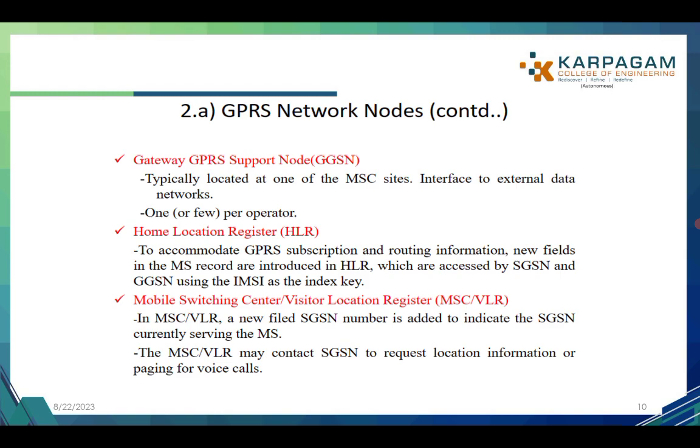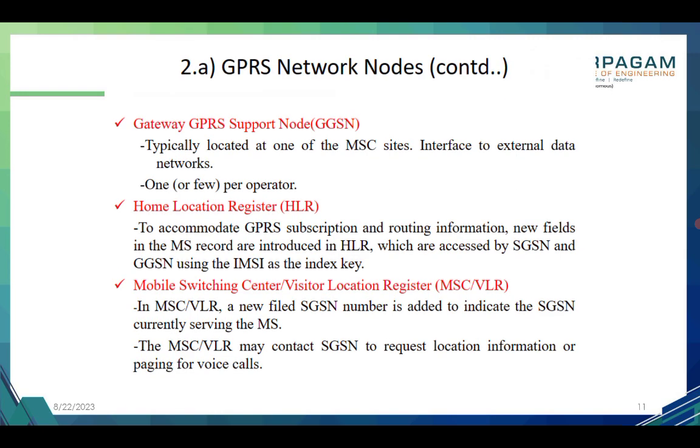In the mobile switching centers, we are using MSC and VLR. A new field, SGSN number, is added to indicate the SGSN currently serving the MS, the mobile station. With it we request the location information or the paging for the voice calls. Here, what do you mean by GGSN? Gateway GPRS Support Node. It is typically located at one of the MSC sites, interfacing to the external data network, and there is one per operator.